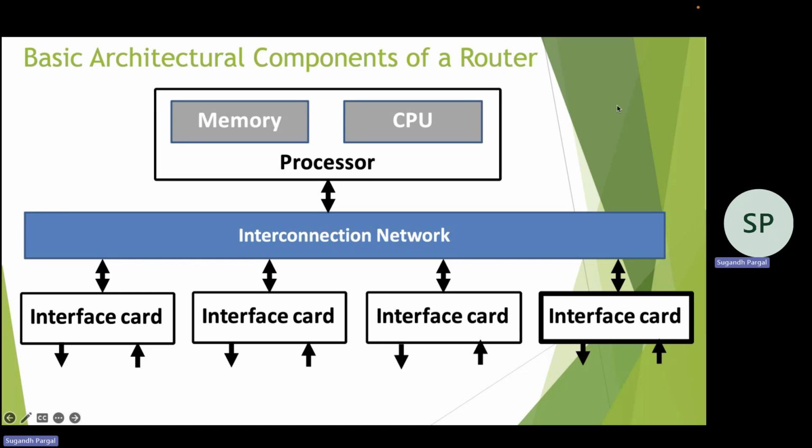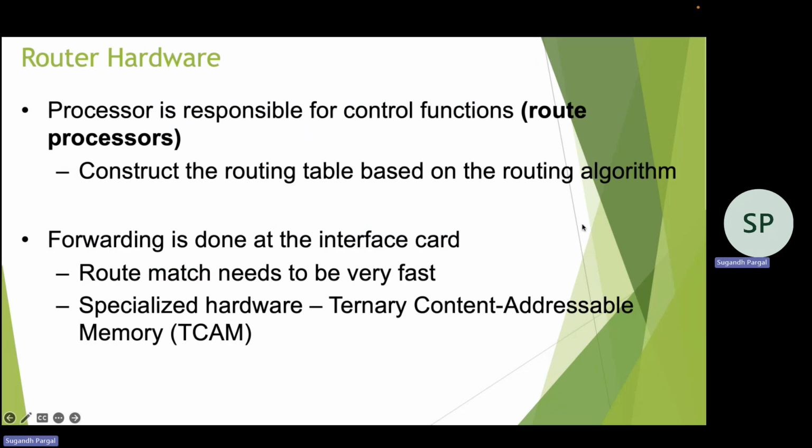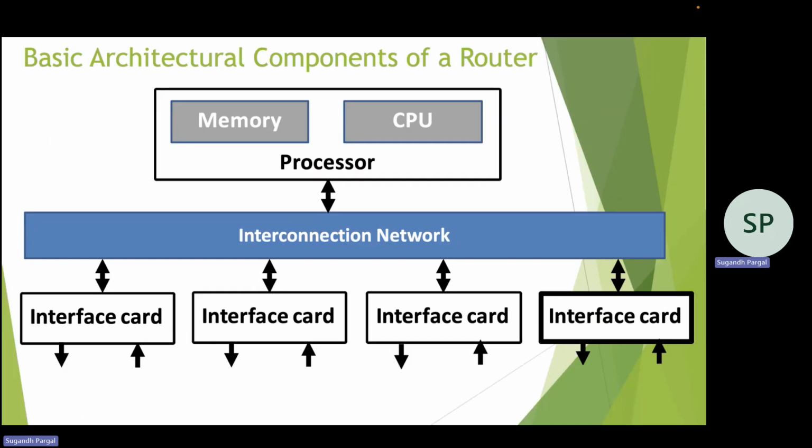Then we introduce the basic architectural components of a router. So what are the different components of the router? One part is the processor, which is the memory or the CPU, which stores the information of the router. Then there is an interconnection network through which multiple interface cards are connected through certain ports and source and destination IPs. These are the basic architectural components of a router.